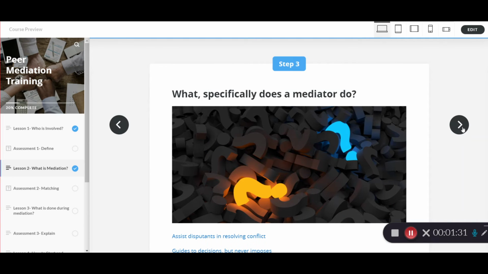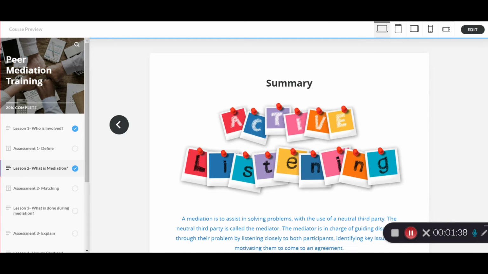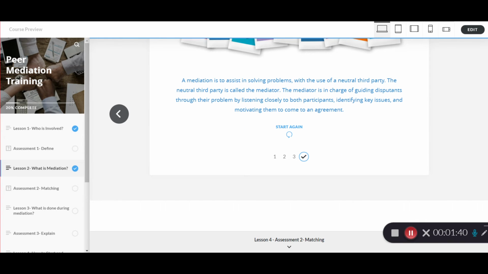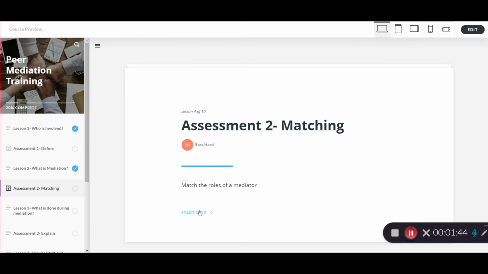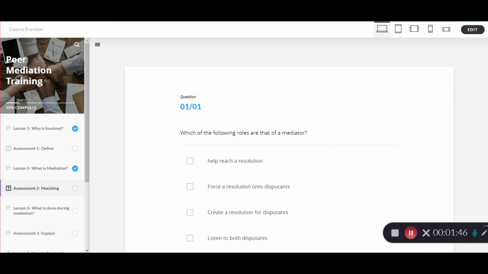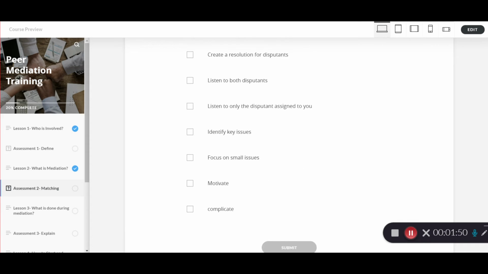Following the reading, learners will engage in a formative assessment that requires them to select a mediator's role. As seen here, they can click Start Quiz and select the terms they think is correct.